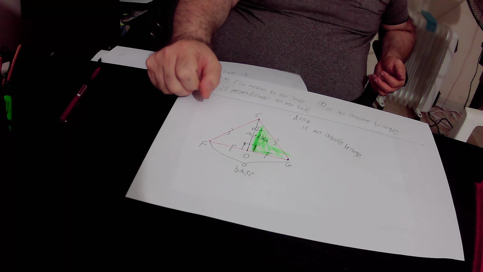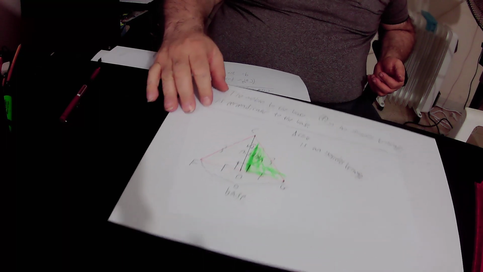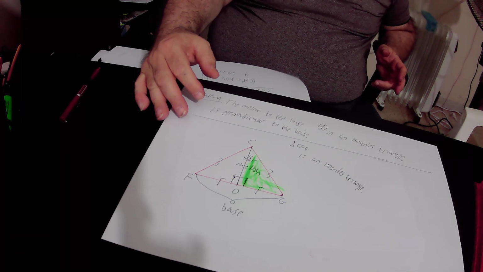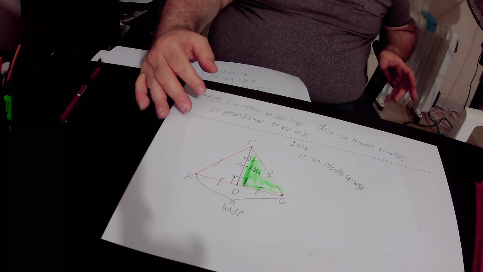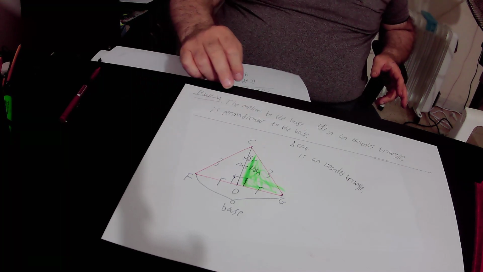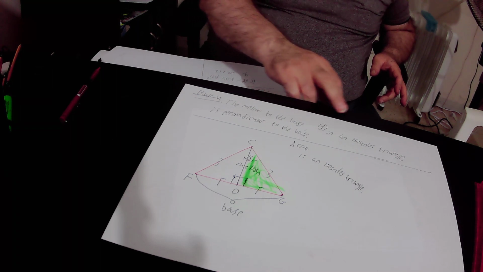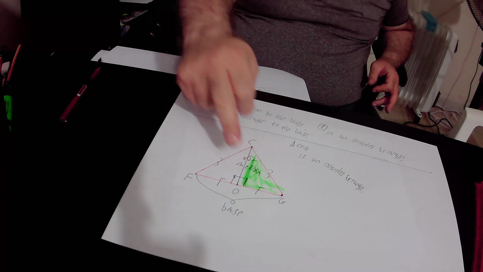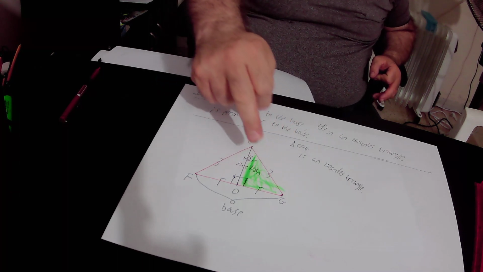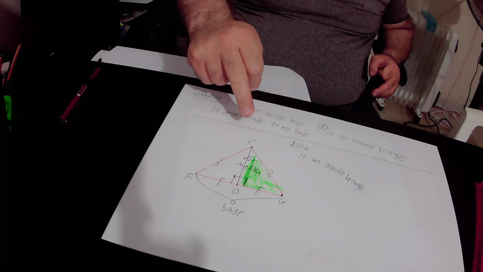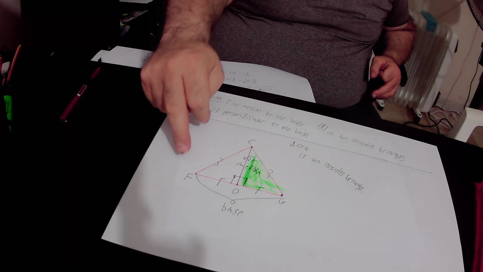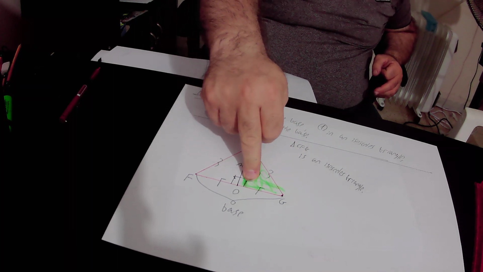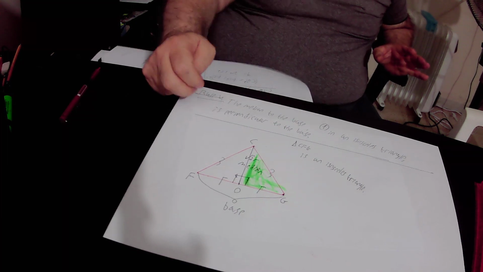But according to rule number 4, the median to the base not only bisects the base into two equal parts, but it is also perpendicular to the base FG. So according to rule number 4, the median CO to the base FG is perpendicular to the base FG. That is to say, CO is perpendicular to FG. This angle equals 90 degrees, and this angle will also equal 90 degrees according to rule number 4.